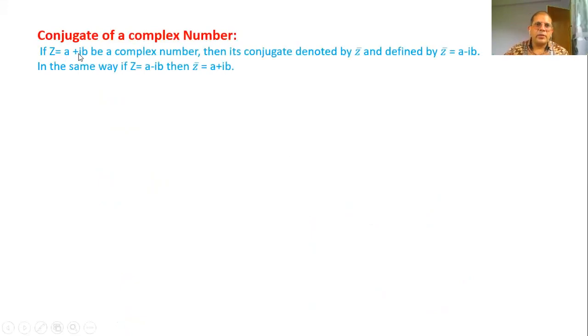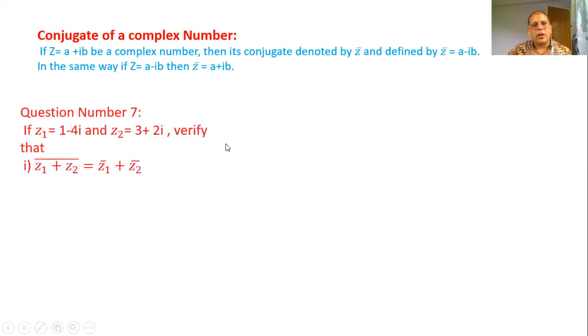So let z is equal to a plus ib be a complex number, then its conjugate is denoted by z bar. Don't forget, it is denoted by z bar, and z bar is equal to a minus ib. Take just the opposite sign of that. In front of i, if here is a plus sign, you should write minus. If here is minus, you should write plus. In the same way, if z is equal to a minus ib, then z bar is equal to a plus ib. Just the opposite sign of the imaginary part. It is your concept of the conjugate of a complex number.